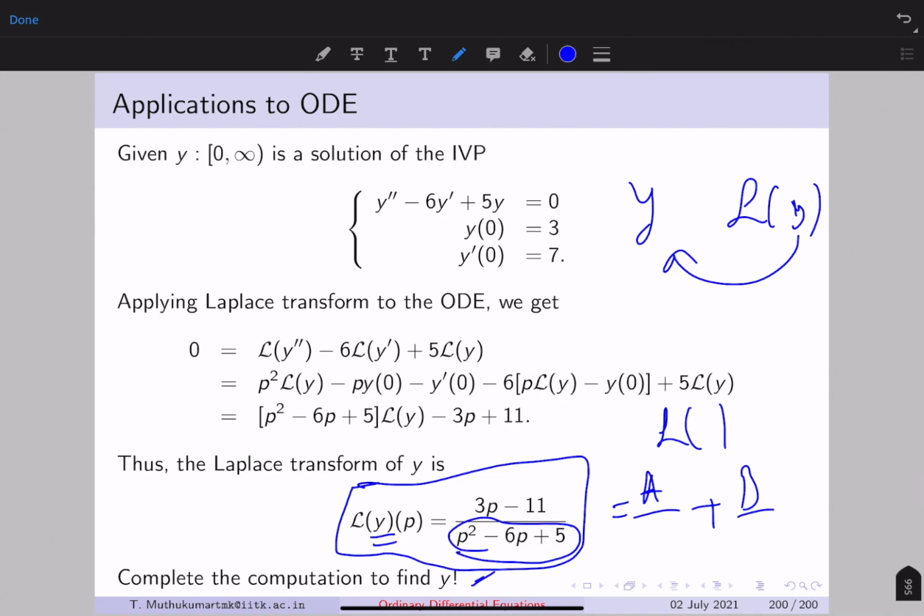So these two examples show you how an ordinary differential equation can be easily converted by the Laplace transform into an algebraic equation in the Laplace transform variable space, and then you solve that algebraic equation, and then you come back to solve for y.